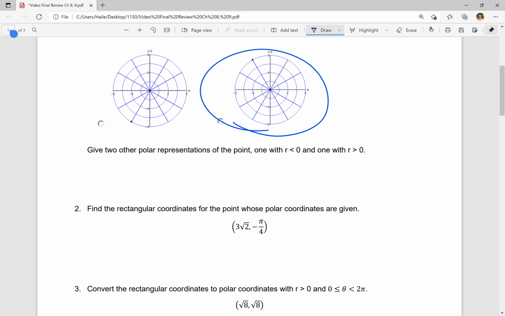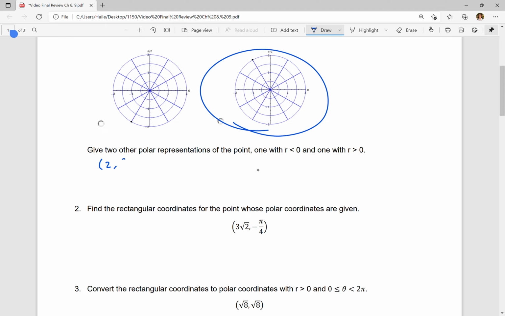Next, we want to give two other polar representations of this point, one with the radius less than 0 and one with the radius greater than 0. I think the easiest one to take care of is probably the radius greater than 0, so we need another point with a positive 2 in the first coordinate. The way we do this is all we need to do is get another name for our angle. If we have a radius of 2 and we want to still have our angle at 2 pi over 3, we just need to find another name for 2 pi over 3. And I think an easy way to do that would just be to add 2 pi to it.